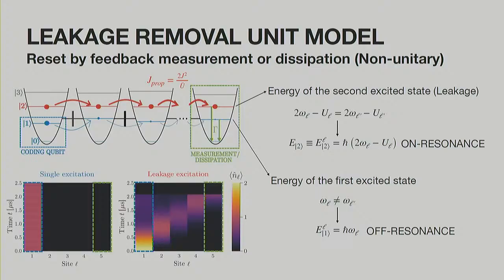So you make the level 3 on resonance with the other leakage removal. So the 2 excitation will move to one leakage removal unit, and the 3 excitation will move to the other leakage removal unit. But yeah, I don't know how efficient or if it's interesting, but at least it could be done. You just need to make them on resonance. Okay, thank you.